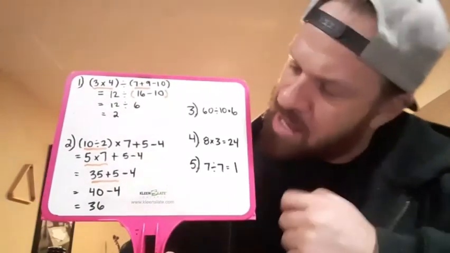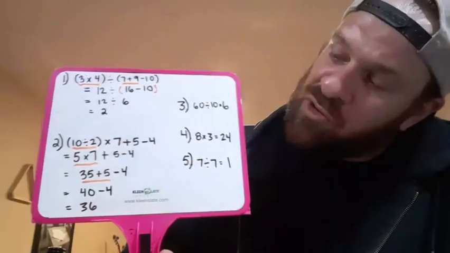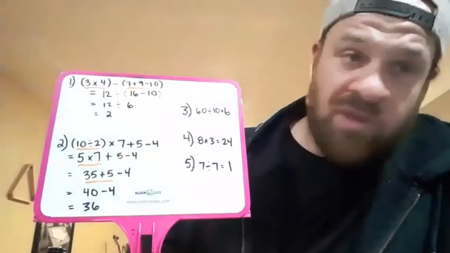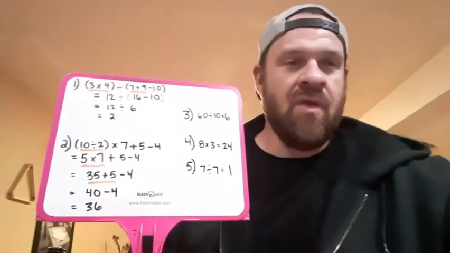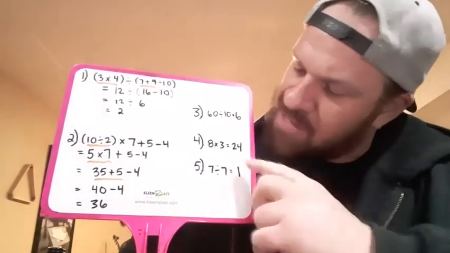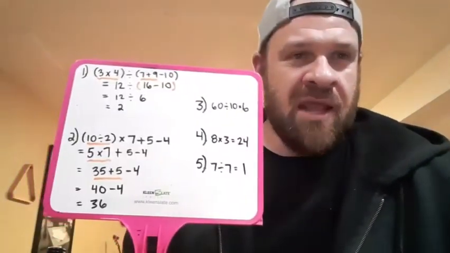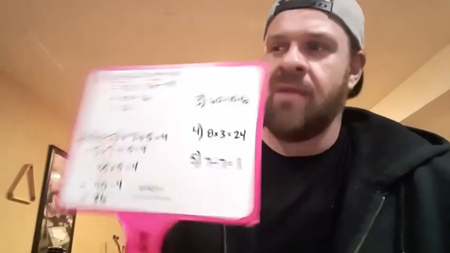The next 3 answers you can see here, I just gave you the last layer. So you should have gotten 6 for number 3, 24 for number 4, and 1 for number 5. So if your last layer doesn't look like this, then you probably made a mistake somewhere along the way in your order of operations. Okay?